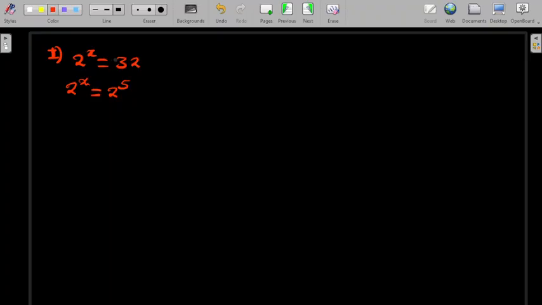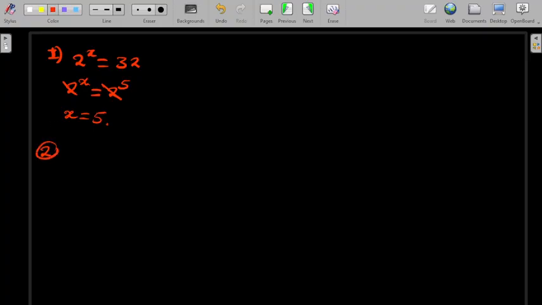So it can be written as what? 2 to the power 5. When you write 2 to the power 5, nothing has changed. It's just one and the same. When you say 2 to the power 5, you still get 32. Now, since the bases are the same, you cancel the base and set the powers. So we have x equal to what? 5. So this becomes the value of x.